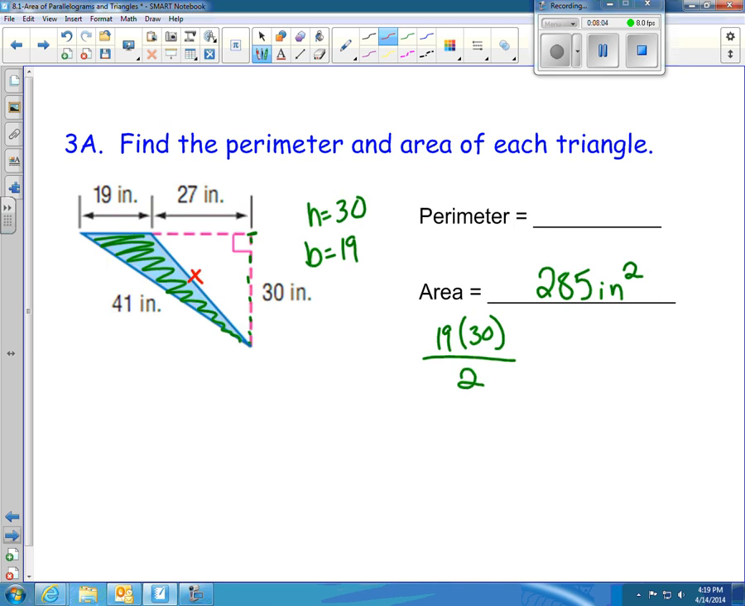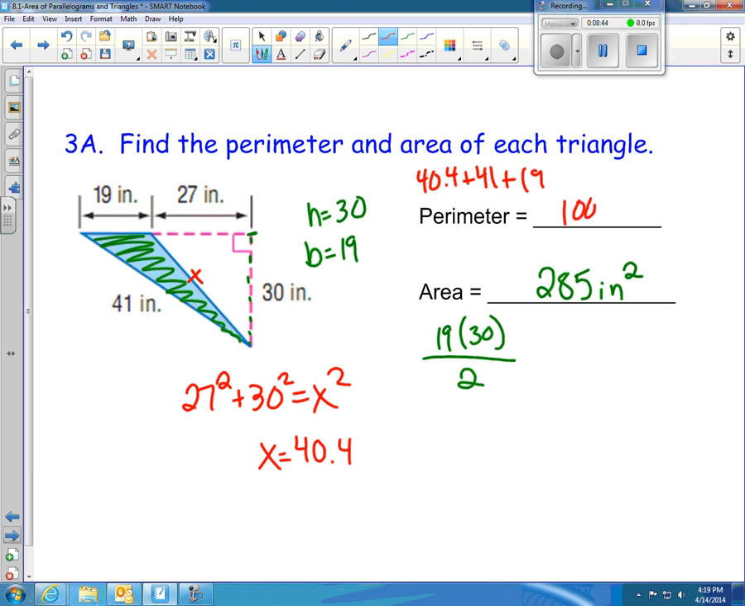Well, what kind of a shape is the dotted triangle on the outside? It's a right triangle. We don't know if it's 45, 45, 90 or 30, 60, 90, so we can't use those rules. But we can use our Pythagorean theorem. So find 27 squared plus 30 squared equals x squared. So see what we get. Let's round it to 1 decimal place. 40 point, what is that going to round to? 4. All right, so we are going to take 40.4 plus our 41 plus our 19. That gives us a perimeter of 100.4 inches.